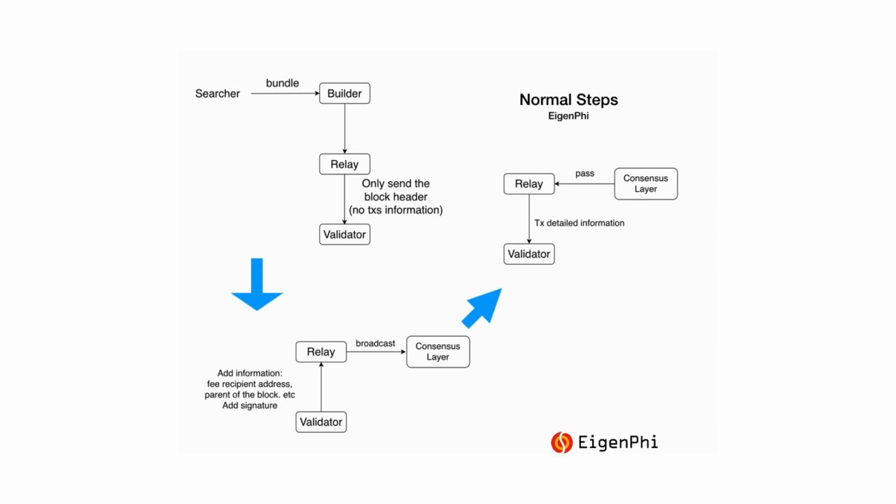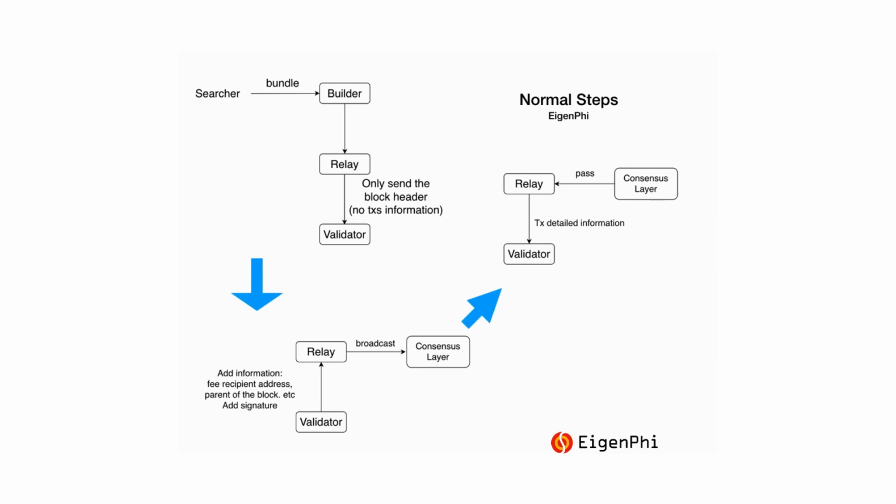Note that this step sends no detailed transaction information to the validator. And then the validator would add some information like the fee receipt address and parent of the block, all the information needed to guarantee the block can execute successfully. Then add its signature. The relay then sends the information added from the validator to the consensus layer to broadcast.